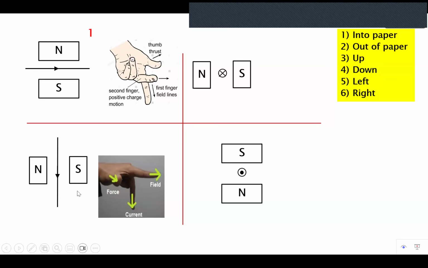You will see that the force is coming out of the paper towards you. Okay, so the answer is actually 2.